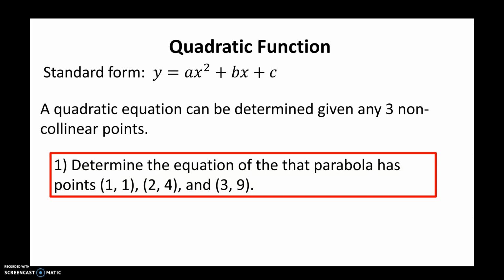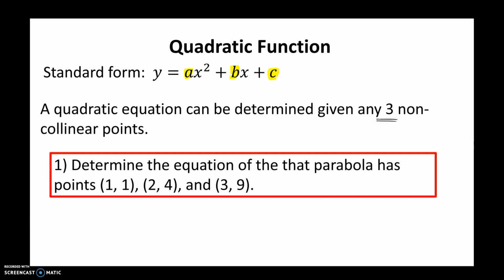Okay, so recall standard form, y equals ax squared plus bx plus c. In a quadratic function, we have 3 unknowns that we have to find. A quadratic equation can be determined given any 3 non-collinear points. Let's think: 1, 2, 3 pieces of information that you need to find. So you need 3 points on the graph of the quadratic in order to write the model.